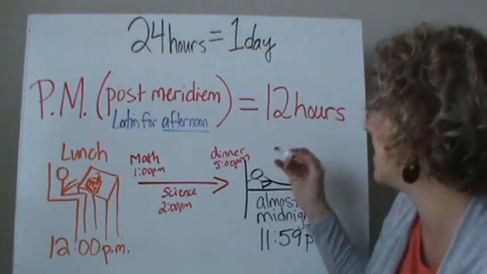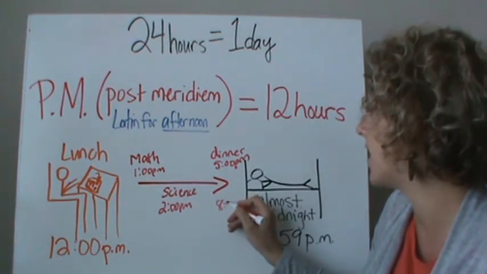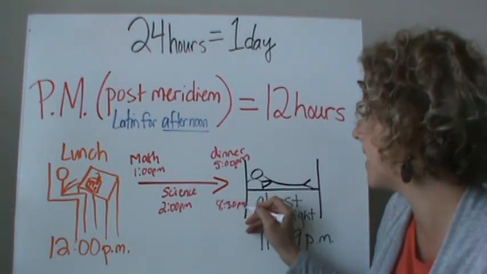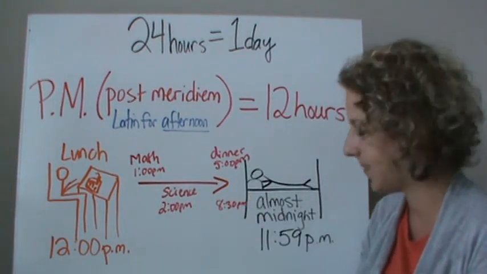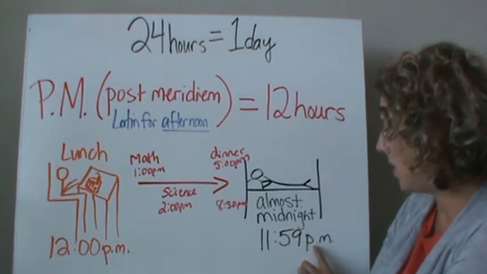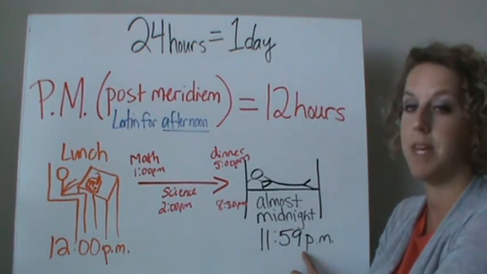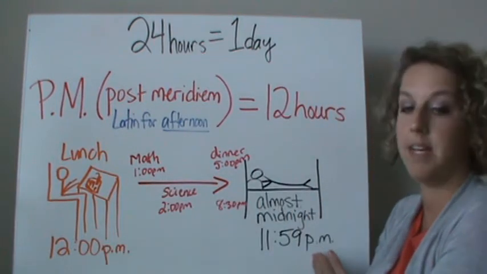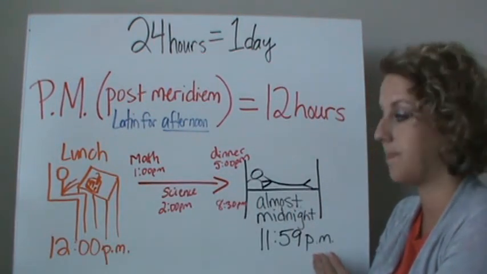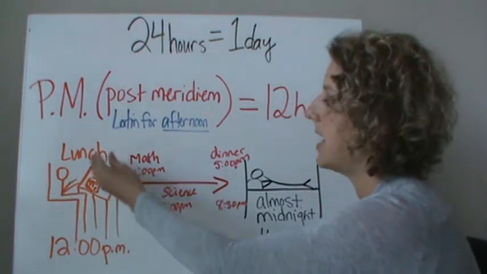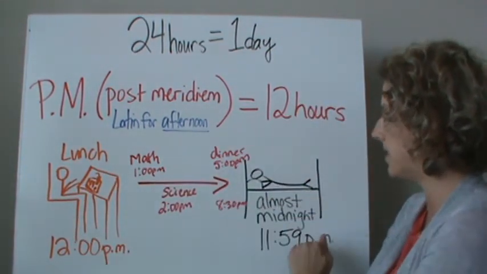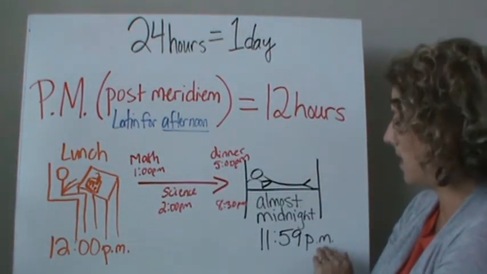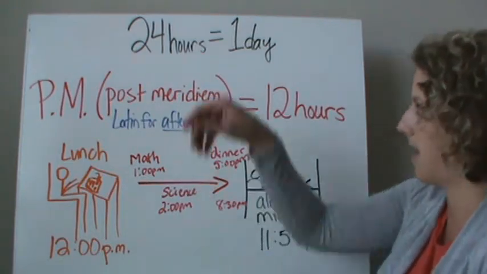So let's go to bed. Let's say we'll go to bed at 8:30. I think that's a good time. At 8:30 PM. And all the way up until almost midnight, the minute before, that whole time from lunch all the way to midnight has been PM. So the sun is shining bright, and then the sun starts to set, and it's still PM.